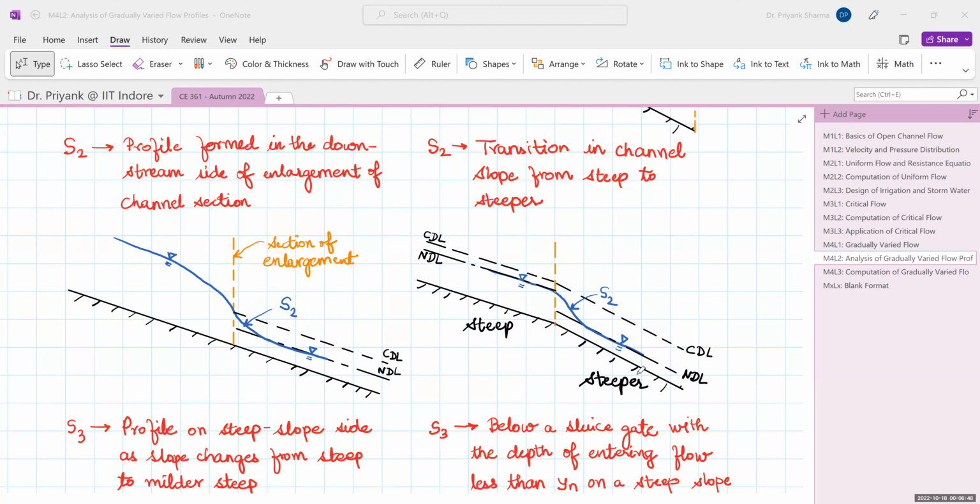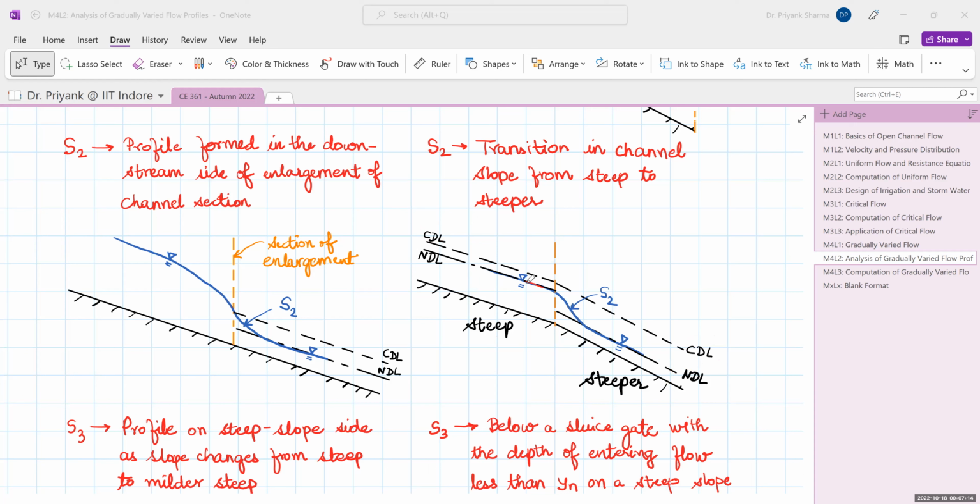So if it is less steep, then it can be on the lower side. So it will still be steep, but a lesser degree of steep. So the CDL is always greater than NDL, but in case of a steep profile, your NDL is higher, while in case of a steeper profile, your NDL becomes lower because it has gained much steepness.